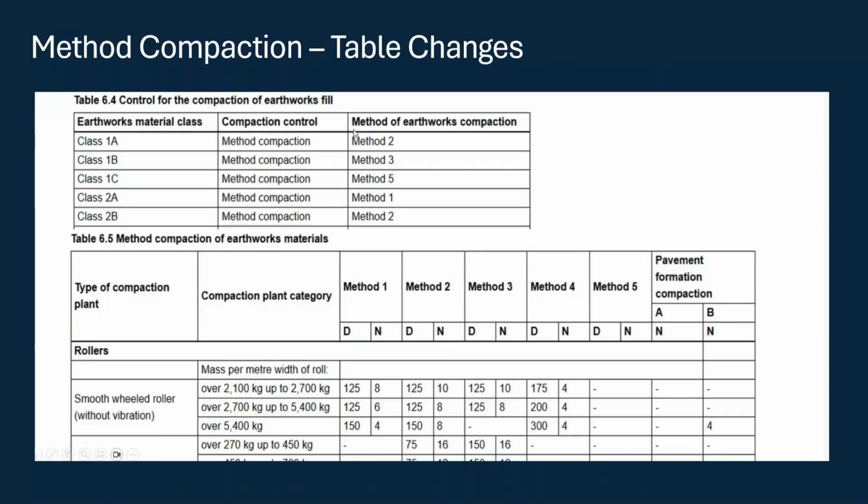Again, there's been some slight changes in the tables. There's now 2 tables covering method compaction, whereas there just used to be 1, 6.4. The new table 6.4, as opposed to SLIC 6/4, just details the method for each class of material. The table 6.5 now provides the actual methods, weight of plant, depth of layer, number of passes, and so on. So again, all familiar from the old document.